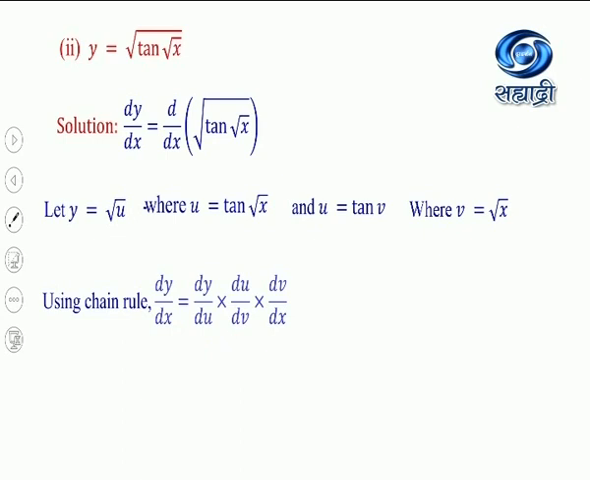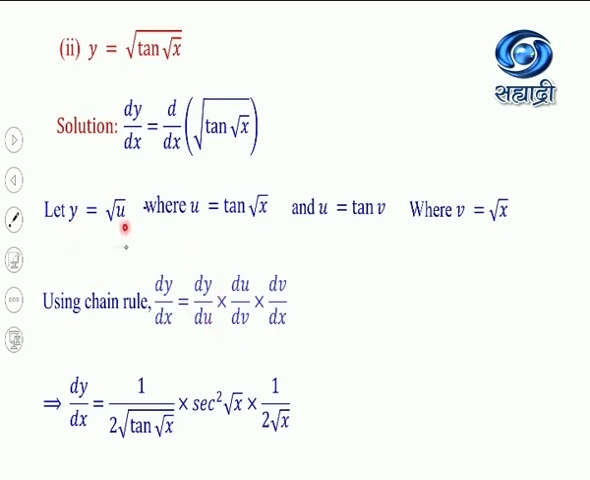Now by using chain rule, see here, dy by dx equal to dy by du into du by dv into dv by dx, because y is a function of u, u is a function of v, and v is a function of x. And now we have to substitute the derivatives of these three, y, u and v. What is dy by du? This is y equal to root u, and its derivative is 1 upon 2 root u, but u equal to tan of root x. And now u equal to tan v, its derivative is sec square v, but v is root x. And the derivative of root x is 1 upon 2 root x.